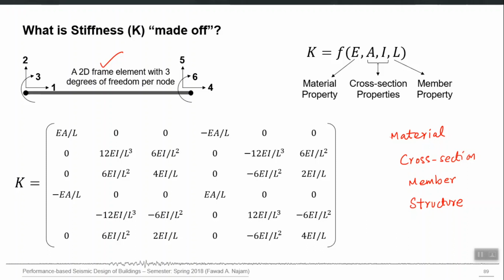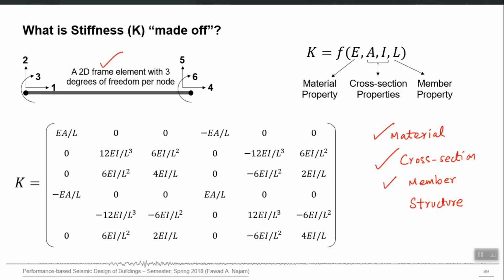From the cross-section level, next level, first is material, then cross-section, you require only 2 properties, A and I. Both are the functions of cross-sectional dimensions. So once you give the cross-sectional dimension, program calculate that and it requires that in K matrix. And member level, you require length. Length is an example of a member property. A and I are an example of a cross-sectional property. E is an example of a material property, right?